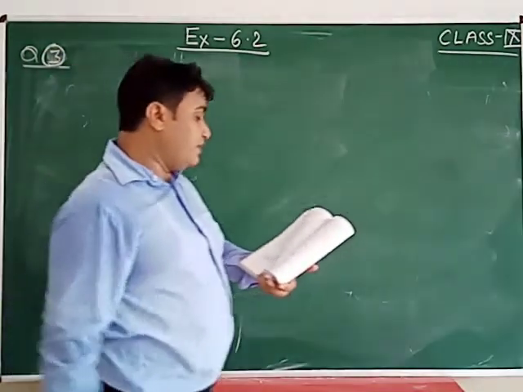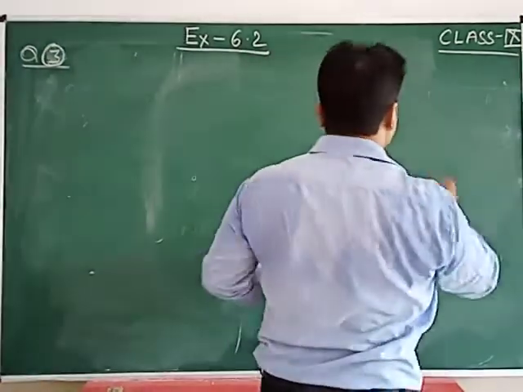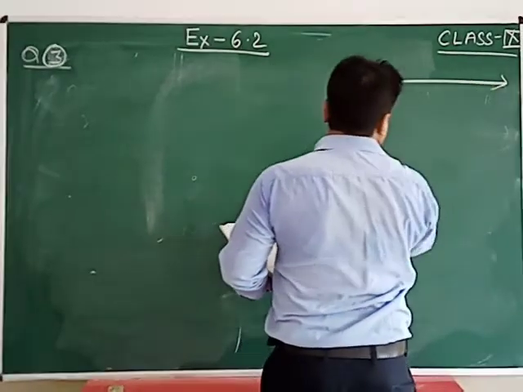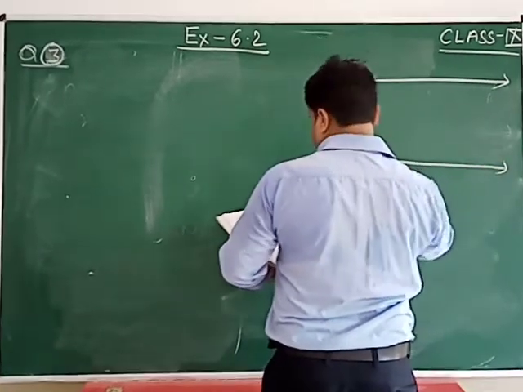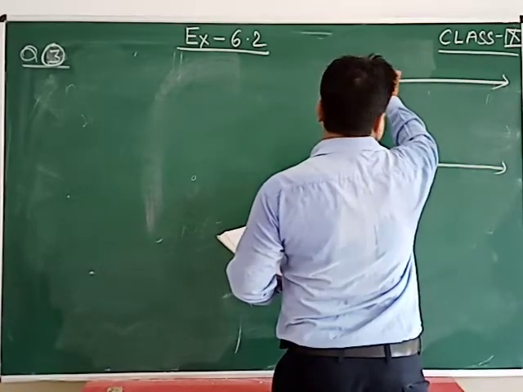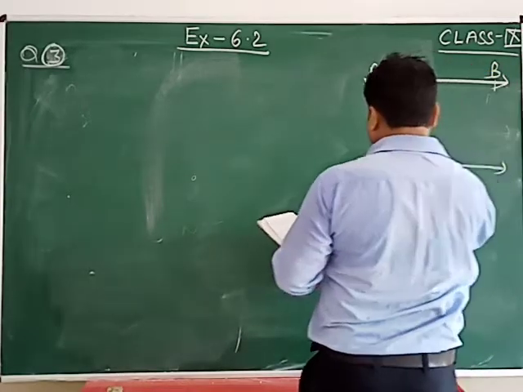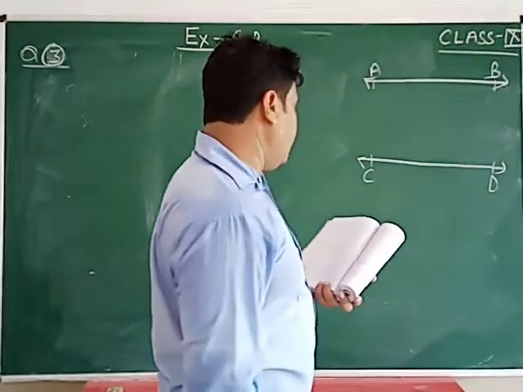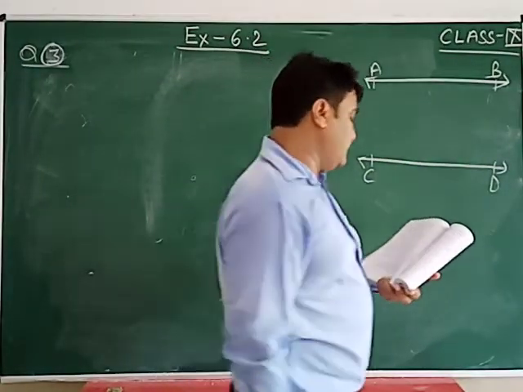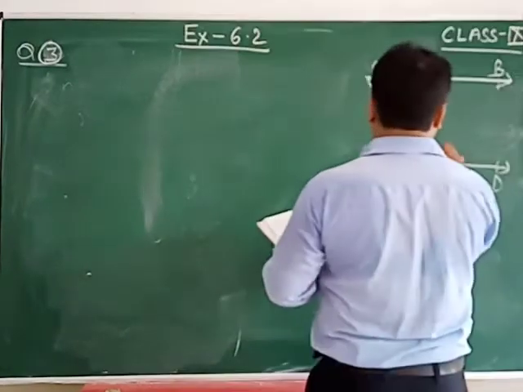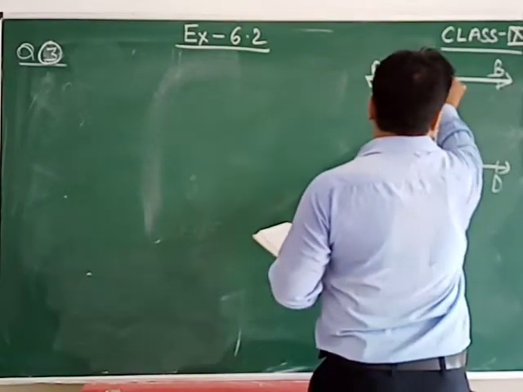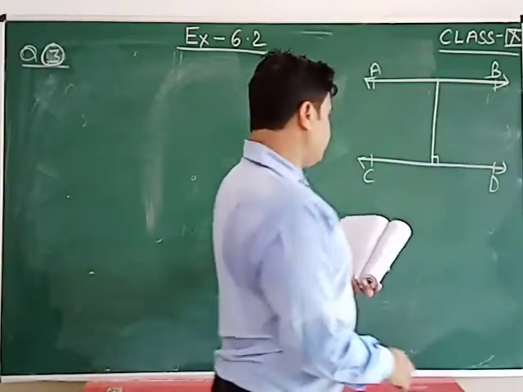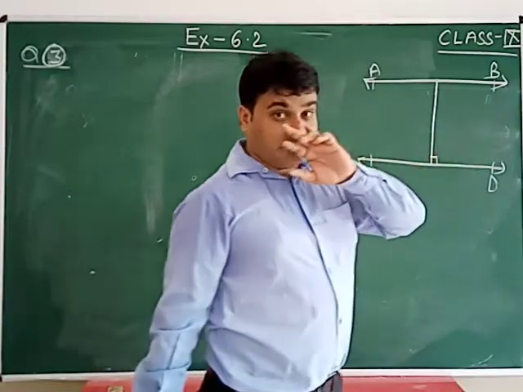Question number 3 is given: AB parallel CD. EF perpendicular on CD. This line is perpendicular on CD. This is the symbol for perpendicular, meaning 90 degrees.